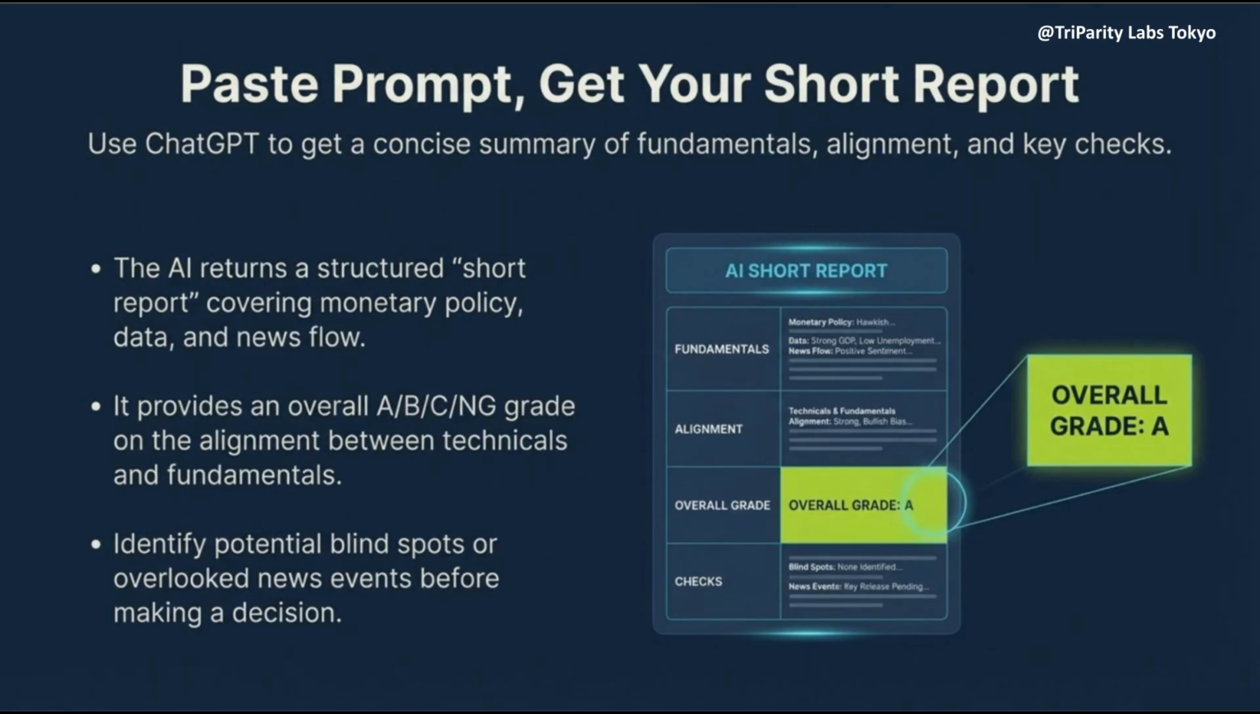From there, you just pop over to something like ChatGPT, paste in the prompt, and boom, you get what is basically a super fast blind spot check. It spits out this concise AI short report that sums up the key fundamentals and even gives you an overall grade on whether the story actually aligns with the technical setup. It's a quick, final check before you pull the trigger.